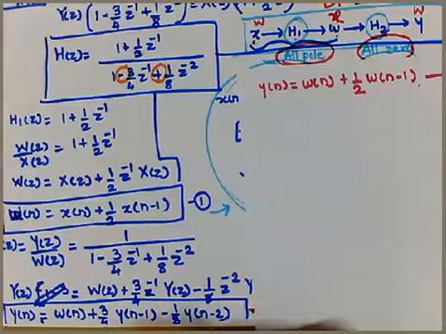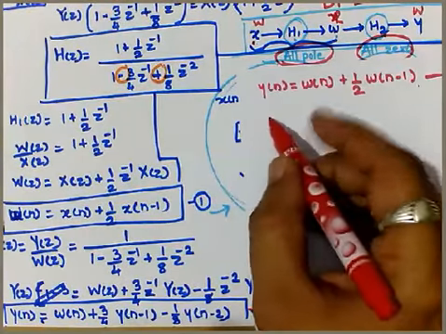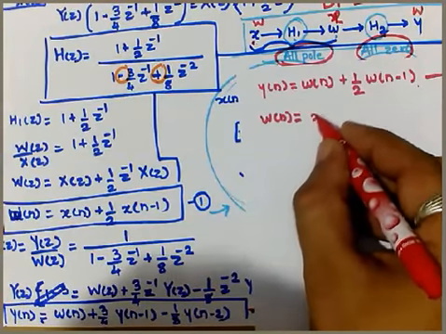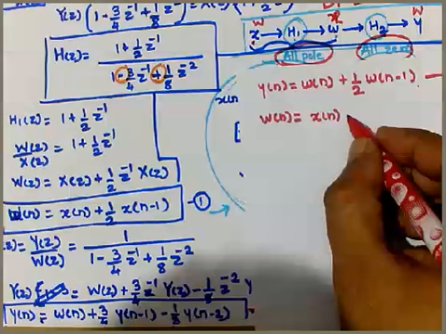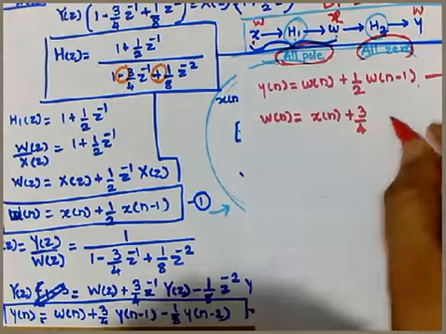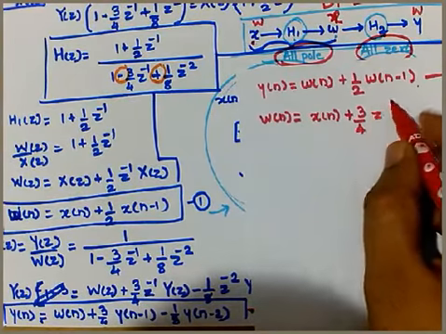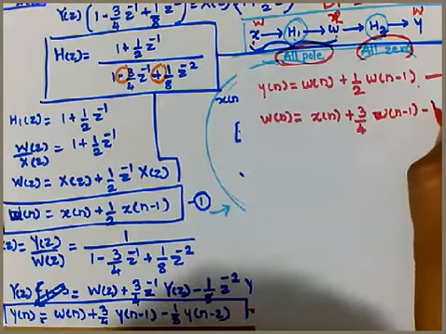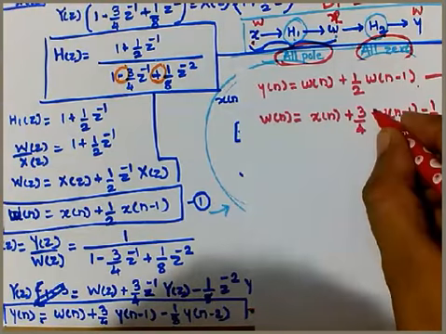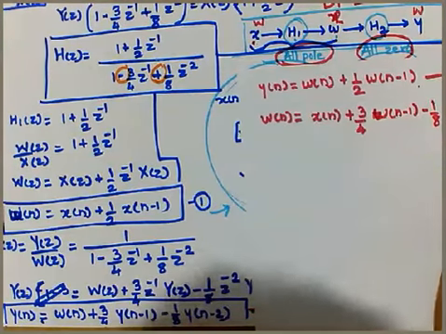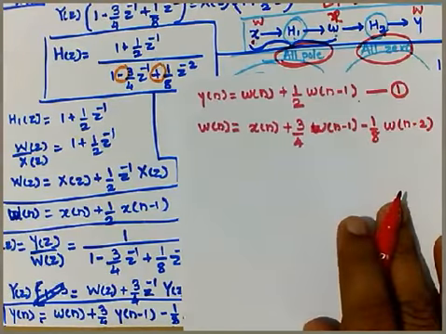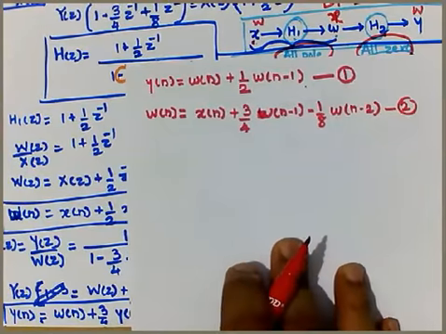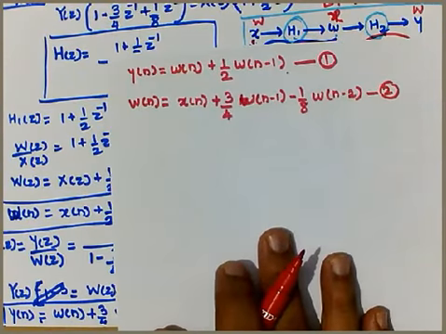So just check the variation in the equation. Y will be replaced by w, so w of n is equal to w by x, so x of n plus 3 by 4, that is y by w. So w of n minus 1 minus 1 by 8 w of n minus 2. So this is the equation which we will get, that is the second equation for the direct form 2.